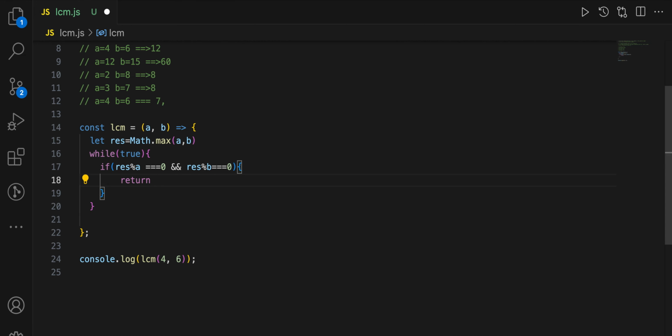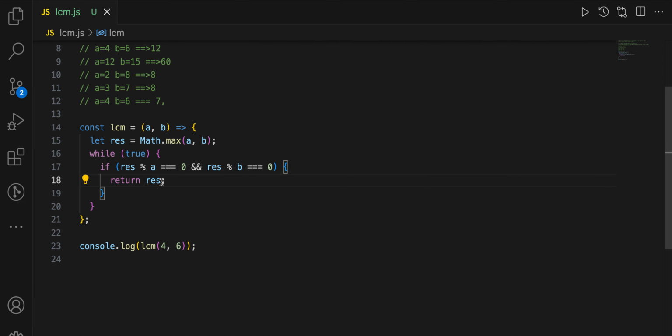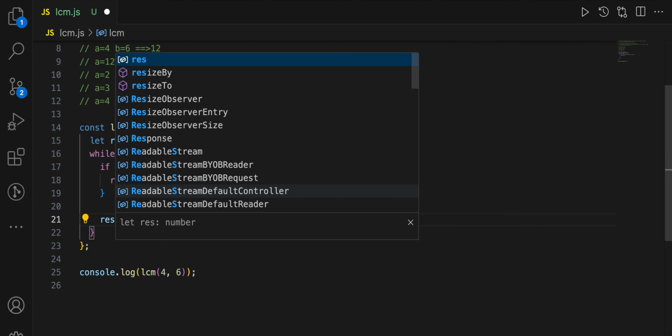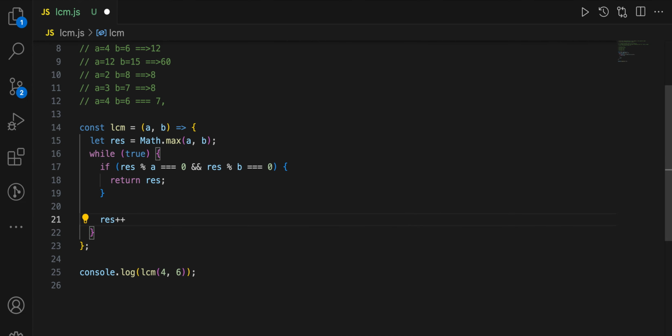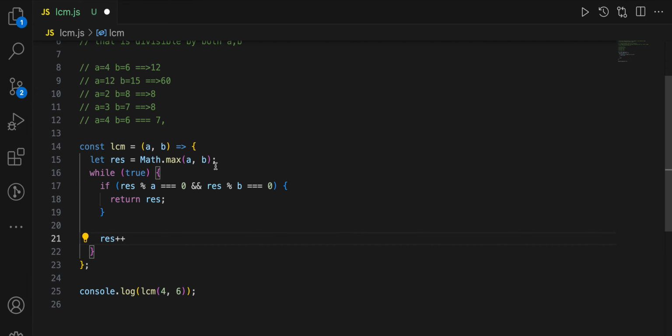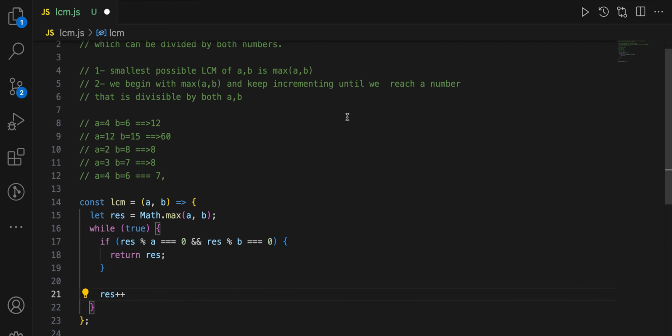then what are we going to return? We are going to return that response. That response, or result, is our LCM. Or if that is not the case, we increase it every time, up to the point when we reach the number which is divisible by both.